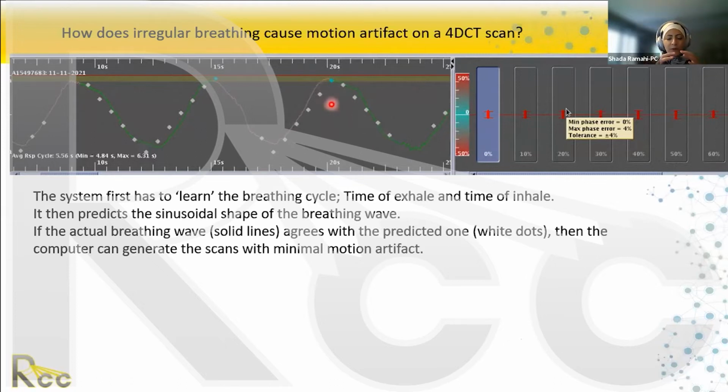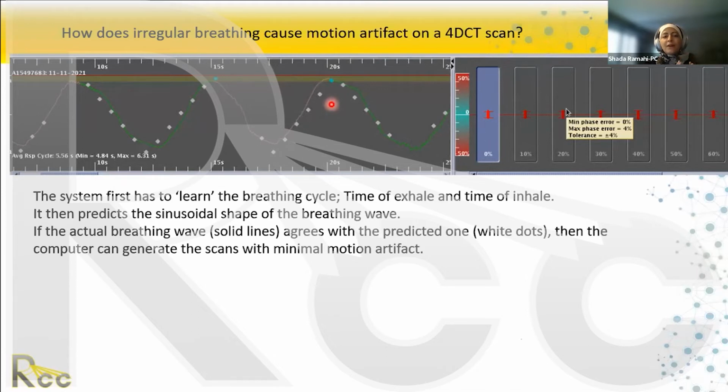So when the computer is stacking the different CT phases, so I have a CT scan, maximum inhale, CT scan at 10% breathing, CT scan at 20% breathing, and so on and so forth. And now the computer is going to stack them according to its mathematical formula. So all those guys are phase 0. And if they correlate to phase 0 with the patient, with the wave, then I have a very small phase error.